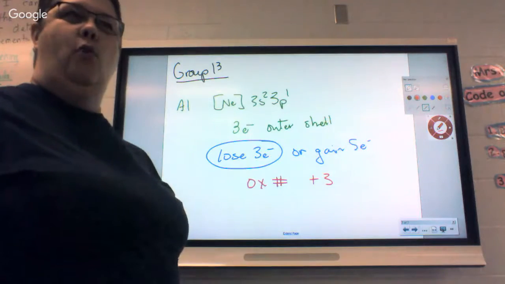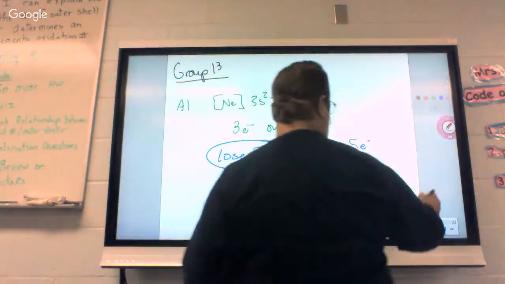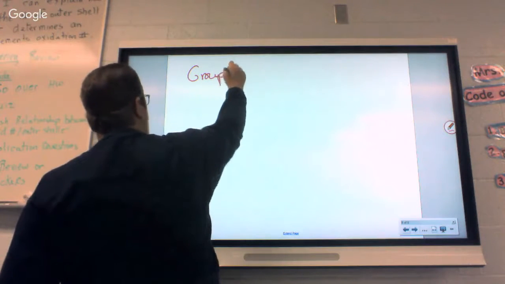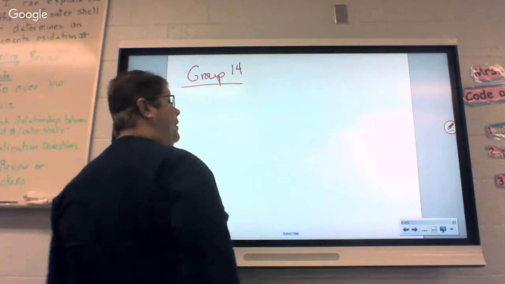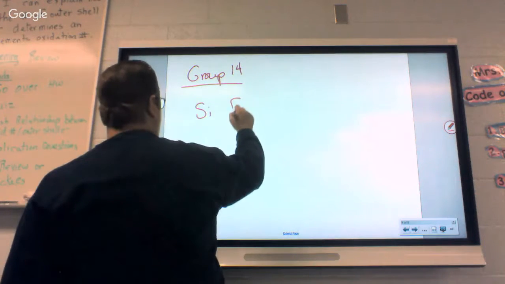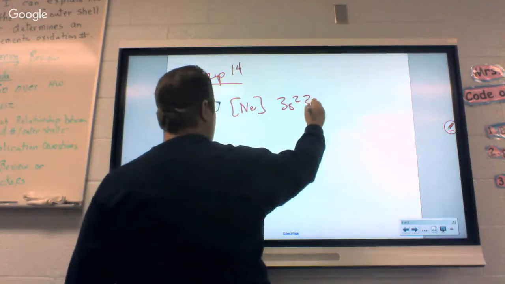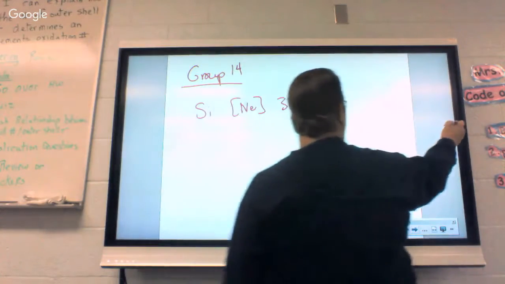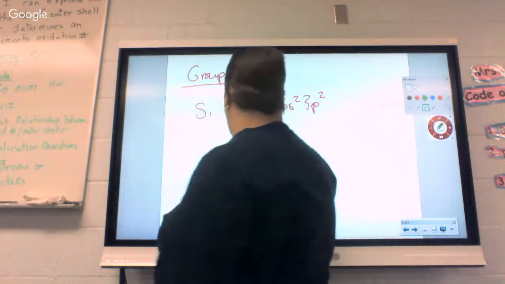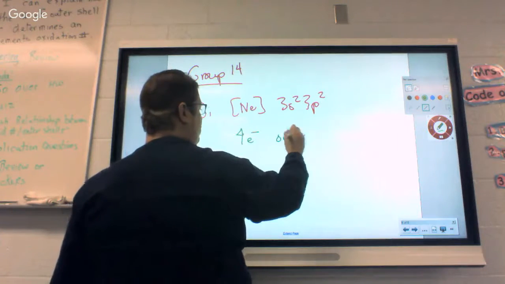Now, what's going to happen when we get to the next group and we hit group 14, which is where we need to pick up from yesterday? What happens when we get here? That's right. So if we do silicon, it's 4 electrons that you can gain. There you go. So now it's like being at the halfway point. Now we have 4 electrons in the outer shell.